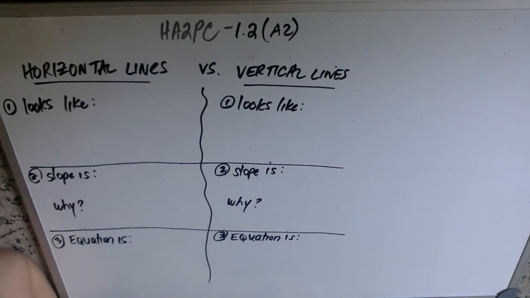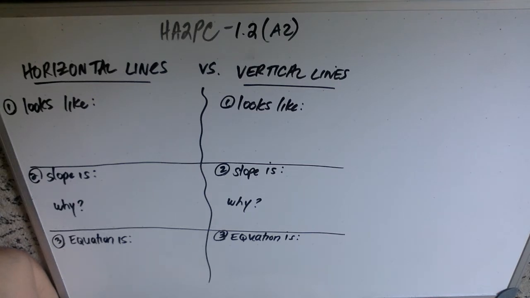All right, this is Honors Algebra 2 Pre-Calc. We're doing the last video in 1.2, which is horizontal and vertical lines. I've made a little chart for comparison so we can talk about the difference, because I think in our brains, horizontal and vertical can get confused. I think not so much when we think about them in English.